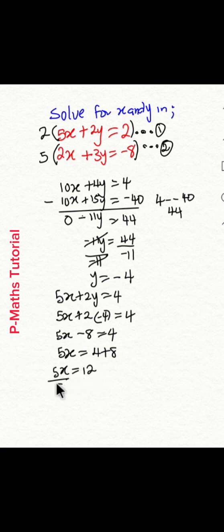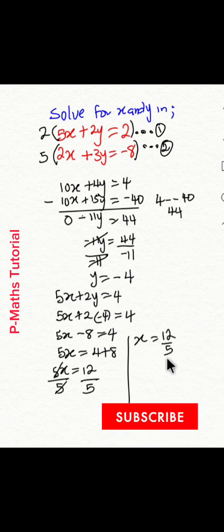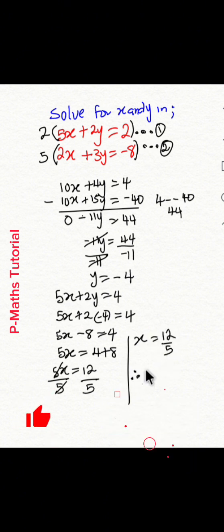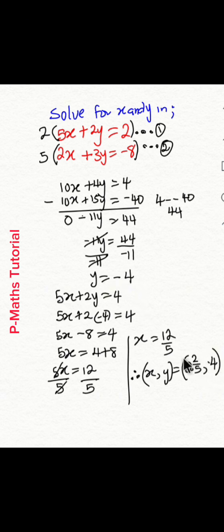Then divide both sides by 5. We divide by 5 to get x. Okay, that means x is 12 over 5. We make our conclusion: the values of x comma y. x, write it as a mixed fraction, that is 2 whole number 2 over 5, comma, y is negative 4. We have negative 4, and that becomes the solution.